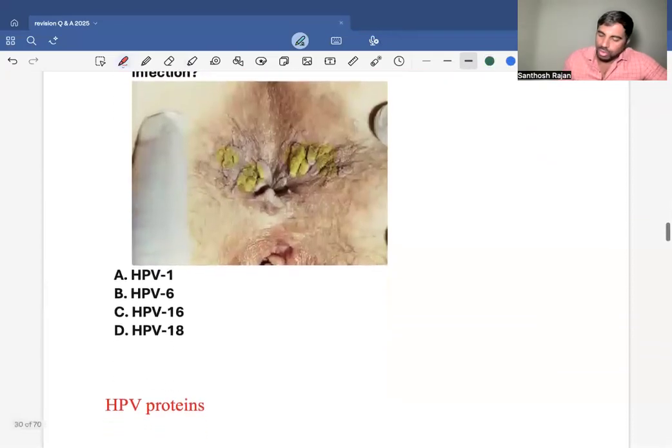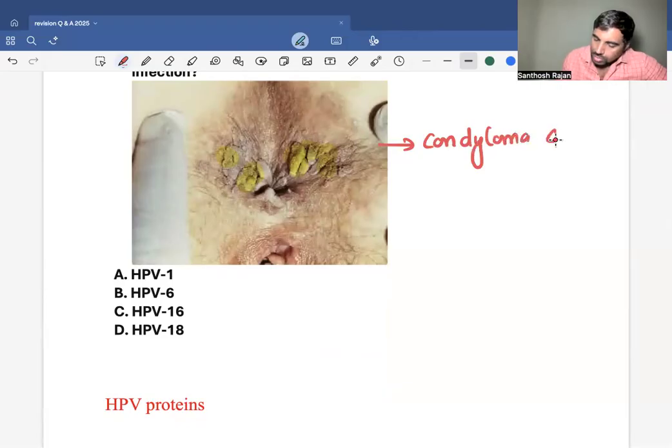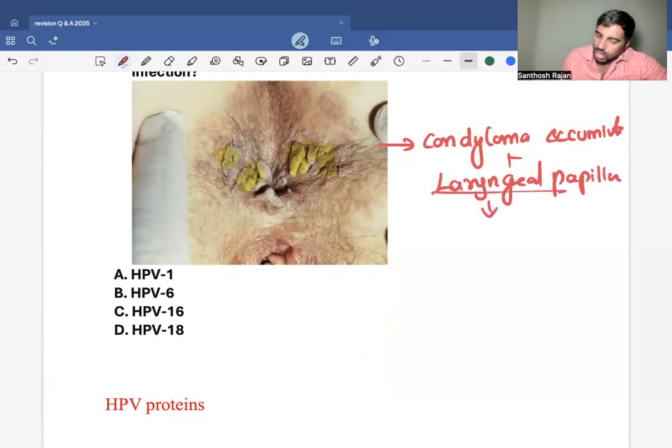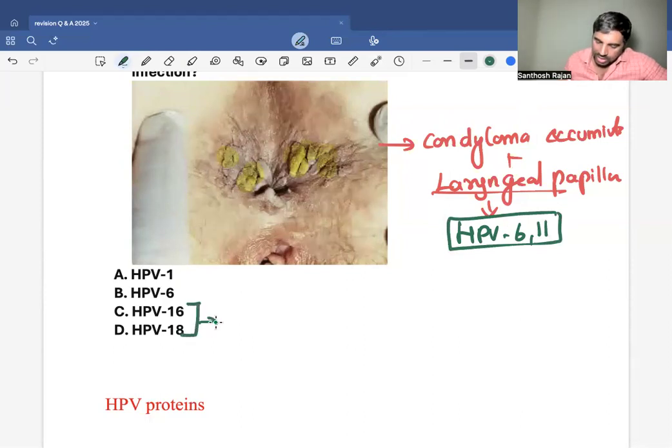What you're seeing here is condyloma acuminata. Condyloma acuminata plus laryngeal papilloma: these two conditions are caused by which HPV? You know it is HPV 6 and 11. 6 and 11 are the common ones, whereas 16 and 18 cause cervical cancer. This was the answer: cervical cancer.